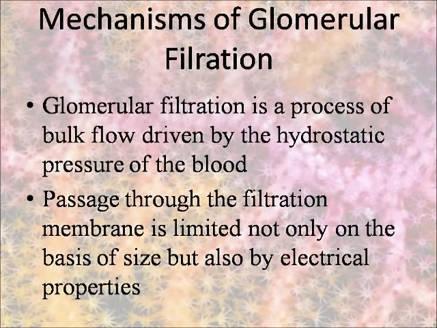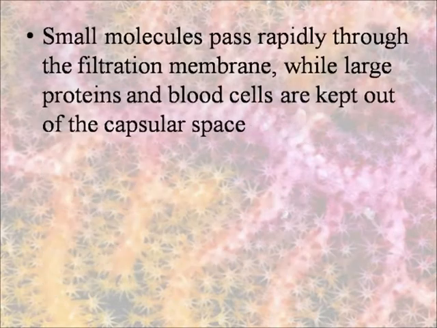Mechanisms of glomerular filtration. Glomerular filtration is a process of bulk flow driven by the hydrostatic pressure of the blood. Passage through the filtration membrane is limited not only on the basis of size but also by electrical properties. Small molecules pass rapidly through the filtration membrane, while large proteins and blood cells are kept out of the capsular space.